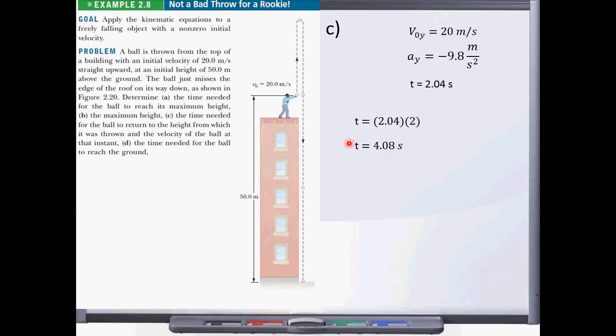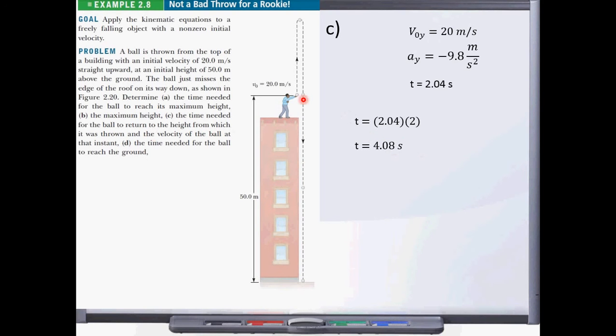One more time. This is because the time that you take moving from the initial point to any point, and then from that point to the same point in the vertical plane that you were before, is exactly the same. So you add them or multiply by 2 and you have the time. Okay, perfect. So 4.08 seconds.